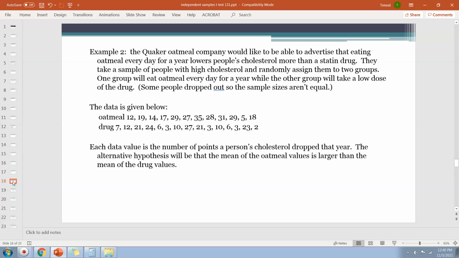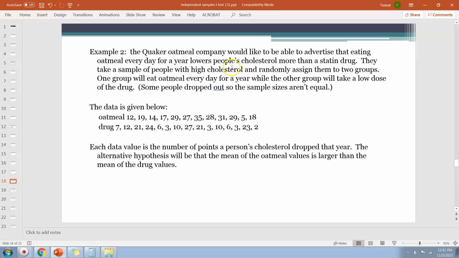So let's look at another example. This will be our last example. So we've got this oatmeal company who thinks that if you eat oatmeal every day, that's going to be better for your cholesterol than even taking a drug. There's a whole class of cholesterol drugs called statins. Ask me how I know that.